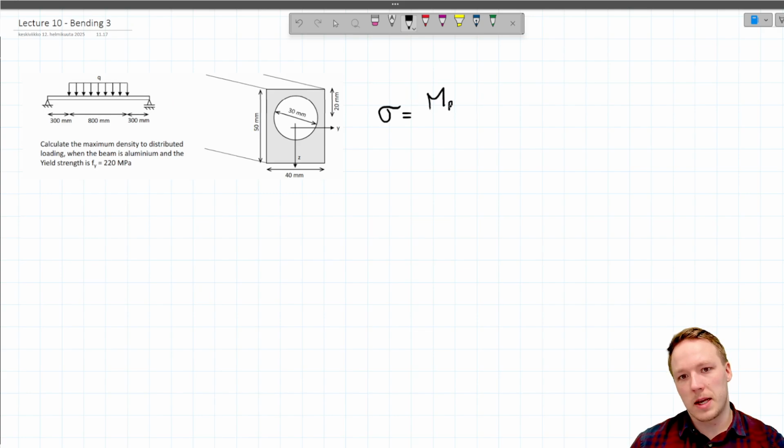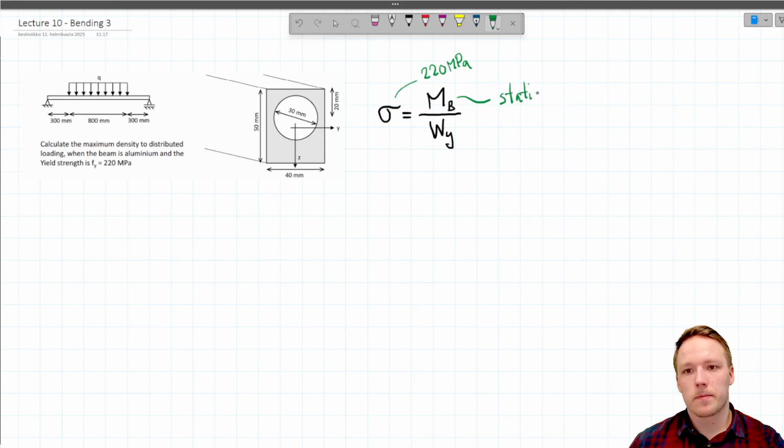internal bending force divided by section modulus. In this task, we already know what sigma is. It is given. It is 220 megapascals. Bending moment, we have to use statics to solve this one. And finally, the section modulus, Wy, we need to solve using the subtraction method.